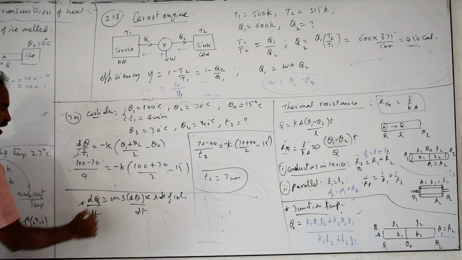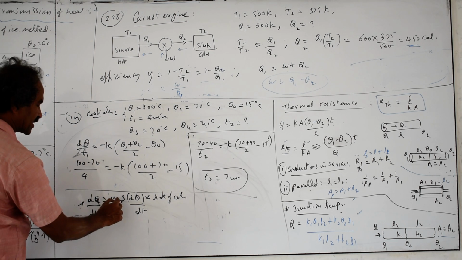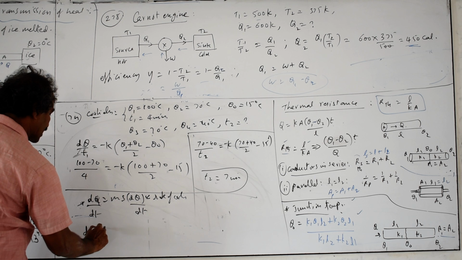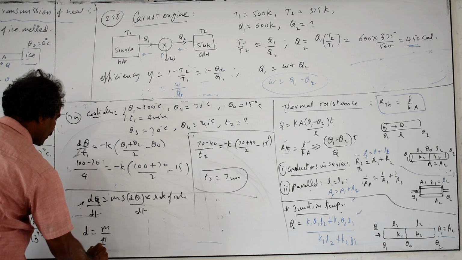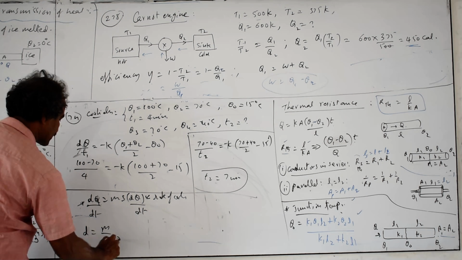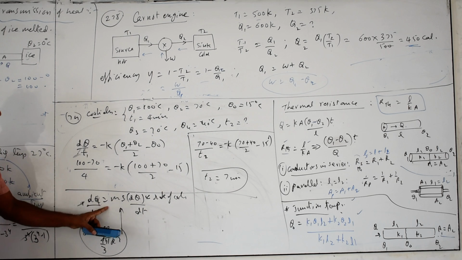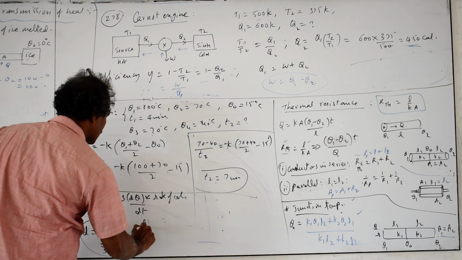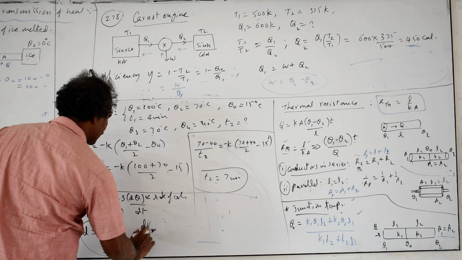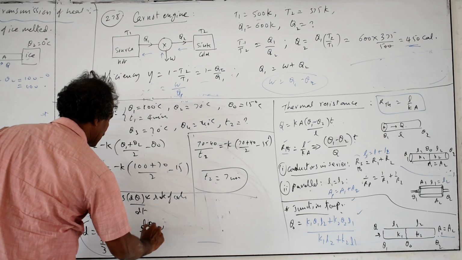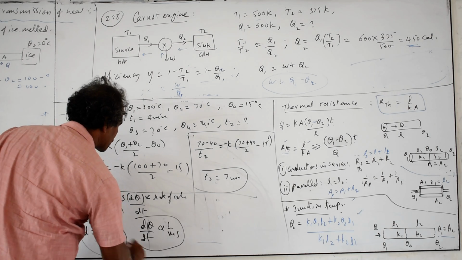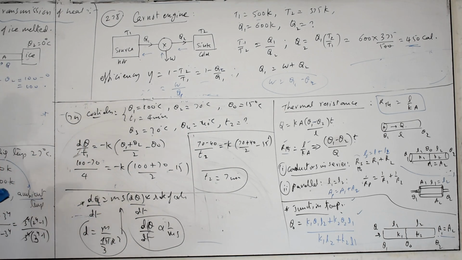Both are proportional to mass into specific heat. Density is equal to mass by volume, 4/3 π r³ if it is a spherical case; mass you have to substitute here. They may ask you the rate of cooling related to the mass or the specific heat. So the rate of cooling dθ by dt is inversely proportional to mass and specific heat. Water has a high specific heat, so it cools very slowly. The rate of cooling is very less. We'll stop with this.